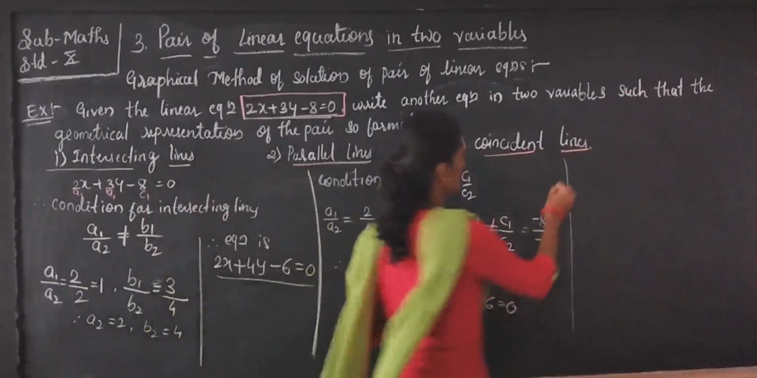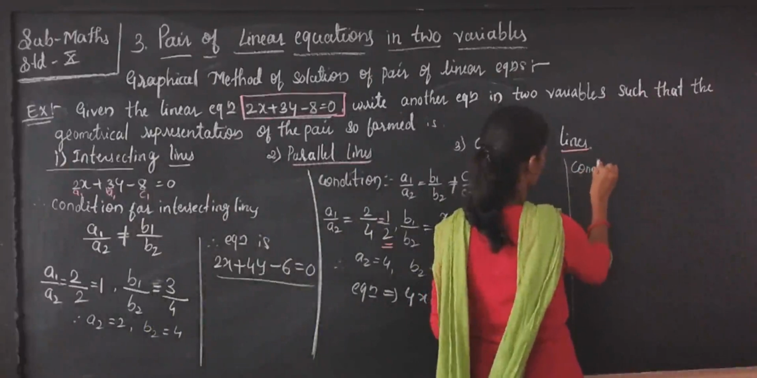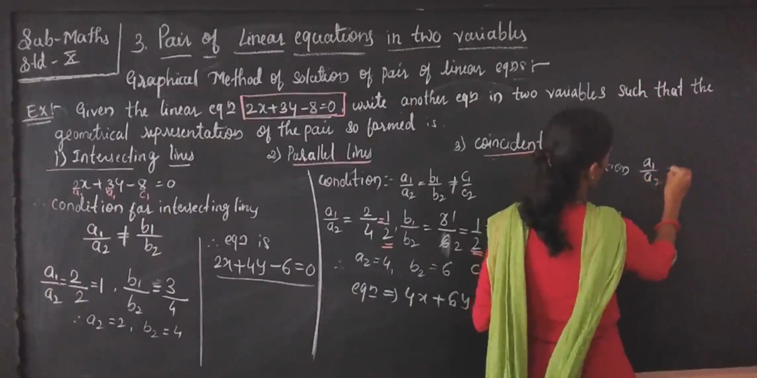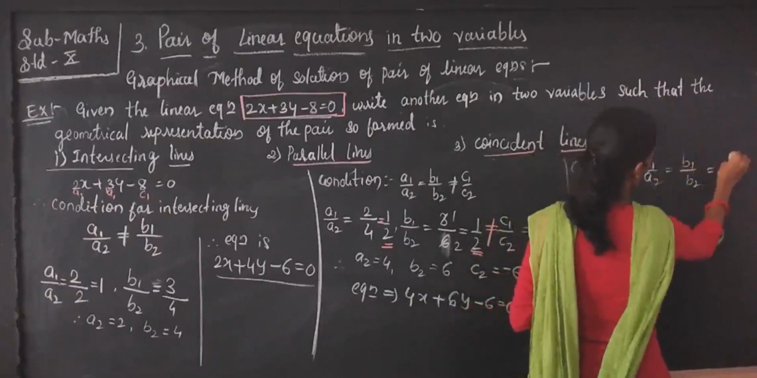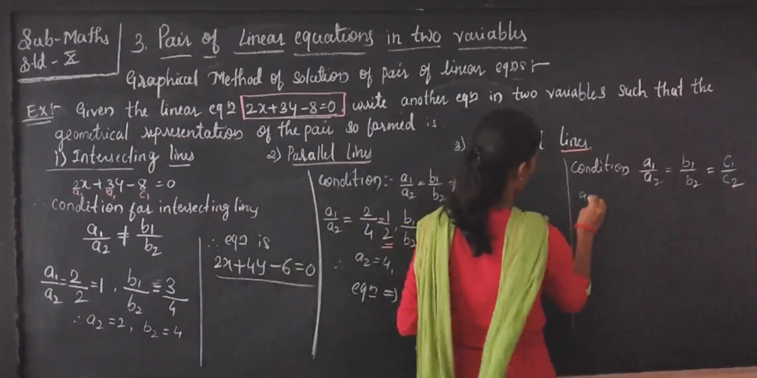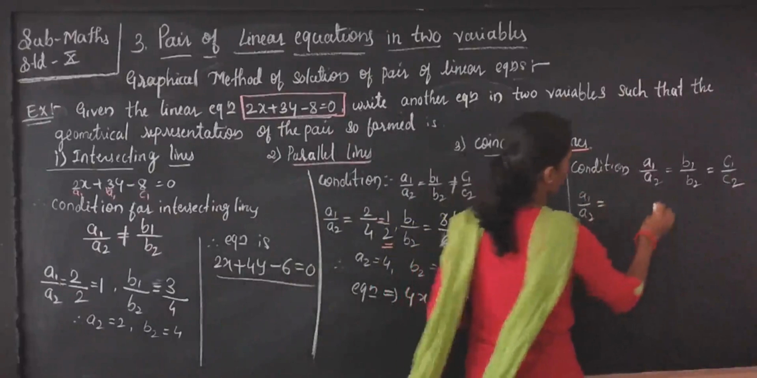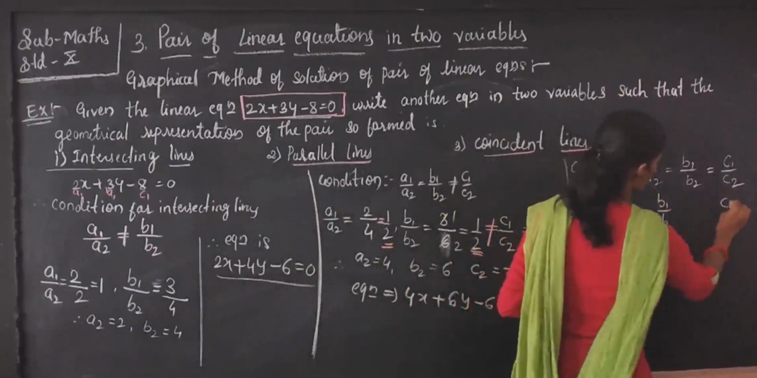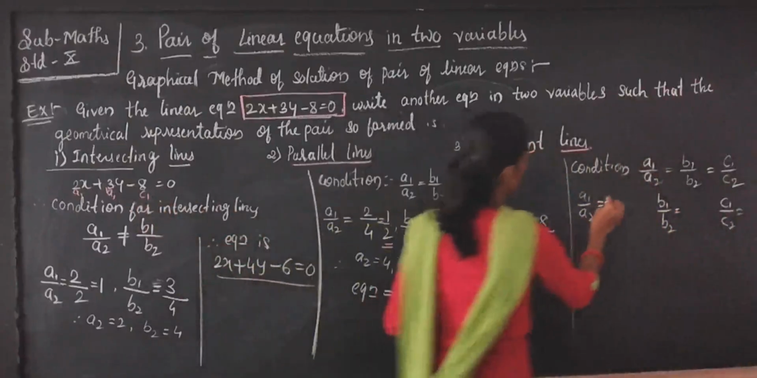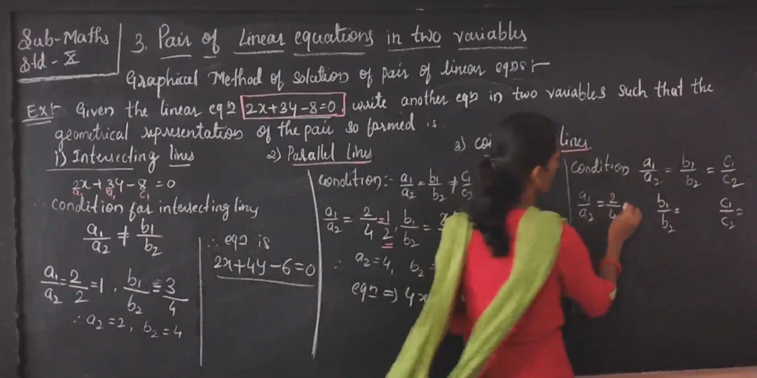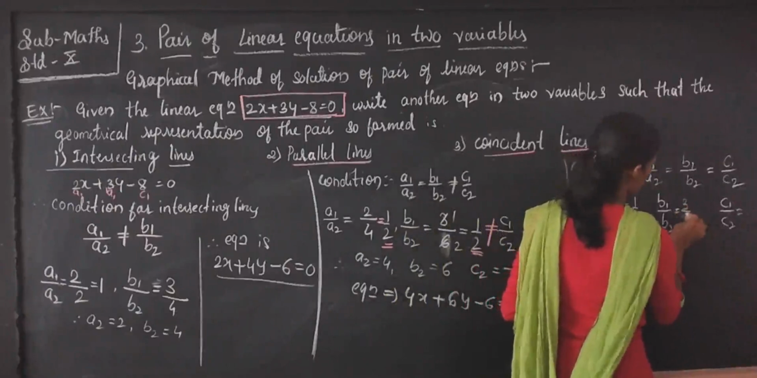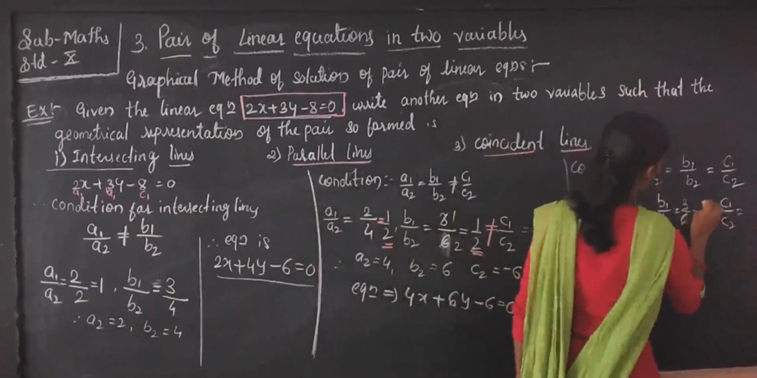Coincident lines. What is the condition for coincident? That is A1 by A2 equal to B1 by B2 equal to C1 by C2. You can take it the same way. Here A1 is already 2, so 2 by 4 gives 1 by 2. Here 3 by 6 will again give us 1 by 2.